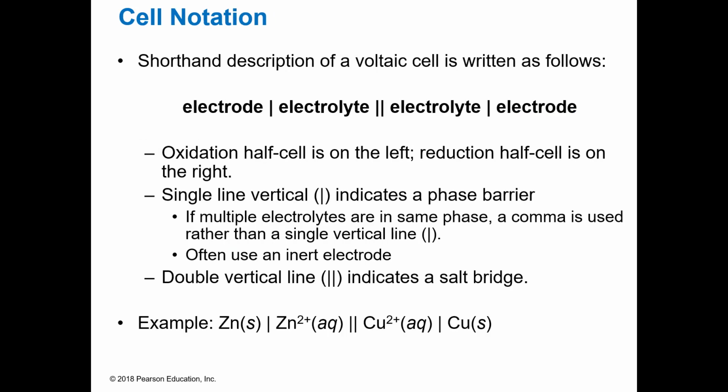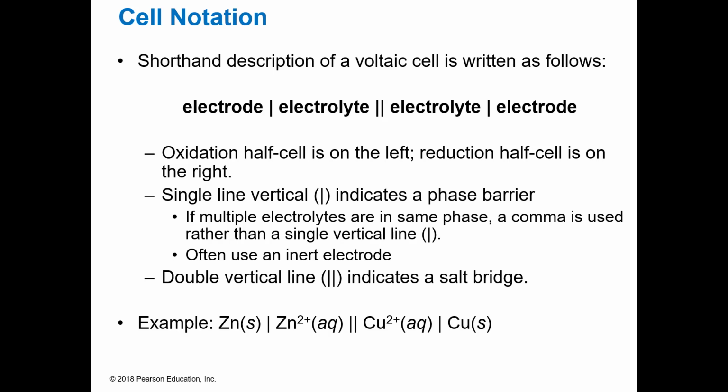All right, so this is what I was talking about. Instead of drawing that big fancy diagram that we saw, there is a compact way of writing voltaic cells. So here it is. You have the electrode always on the left, and that is where oxidation occurs. You have the electrolyte, that's the solution that is around the electrode. You have the double vertical lines, which represents a barrier, a salt bridge.